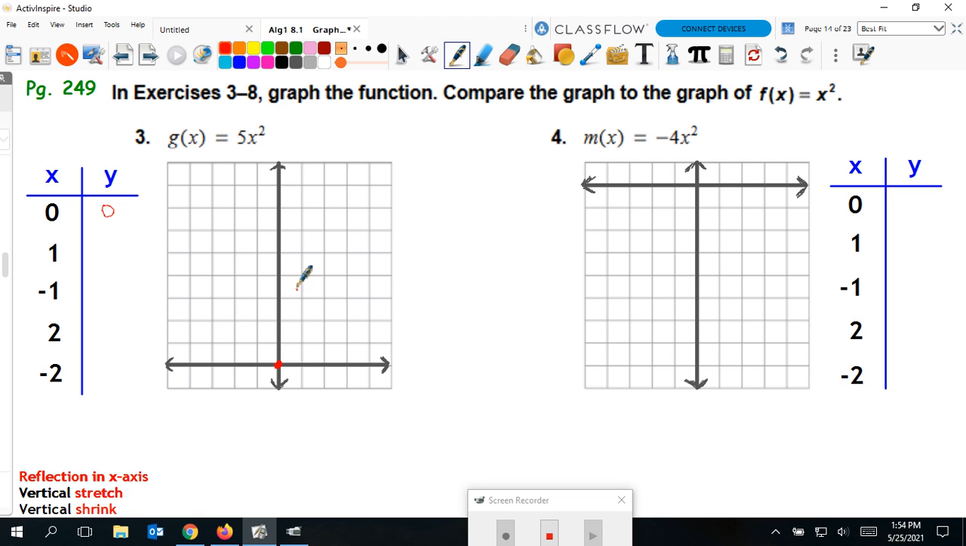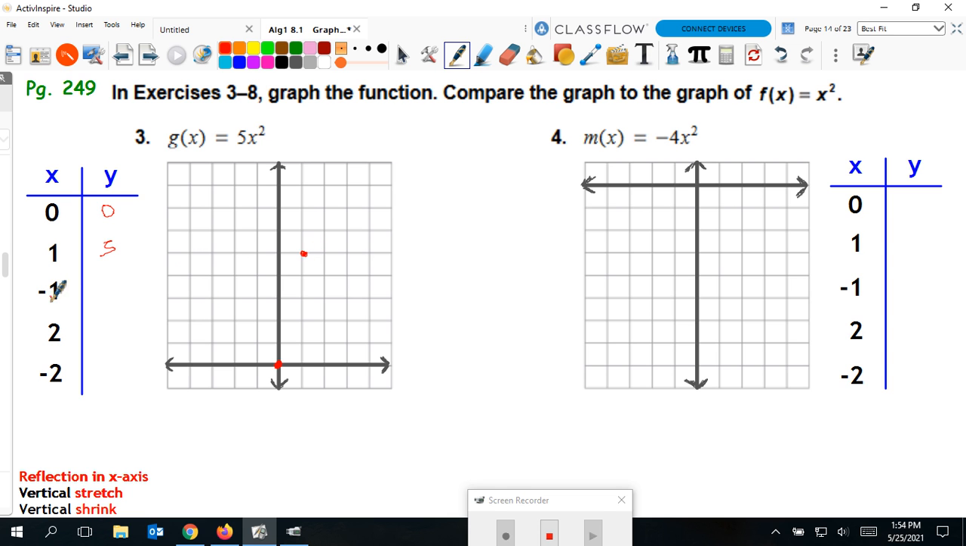So that's the thing about this one. What's the vertex of this? We know it's going to be 0, 0 of this function. With all of these, it's going to be 0, 0. If I plug in 1, 1 squared is 1, and then 1 times 5 would be 5. So for 1, we're going to go up 5, 1, 2, 3, 4, 5, putting it right there.